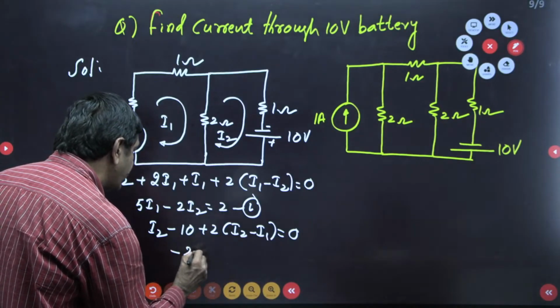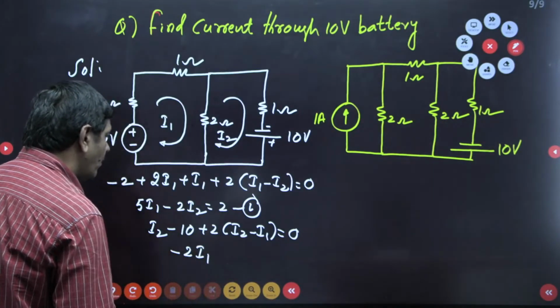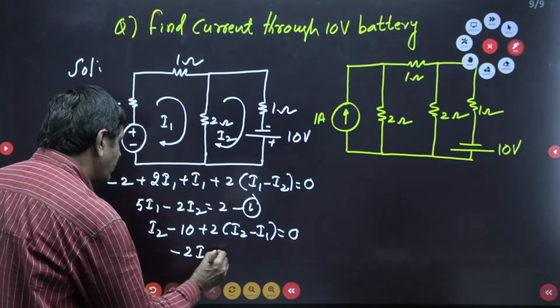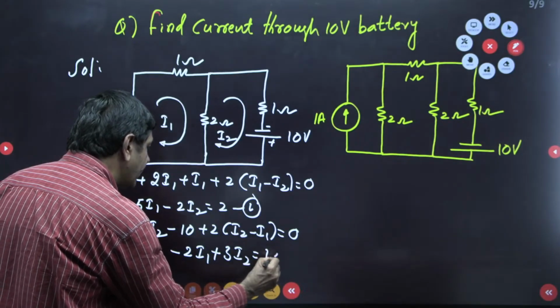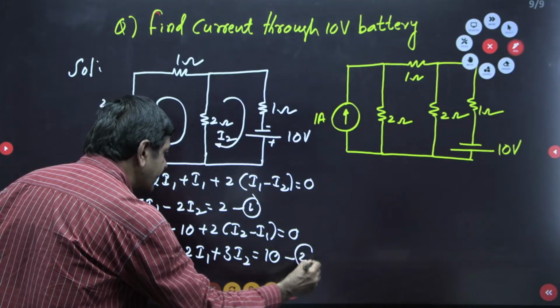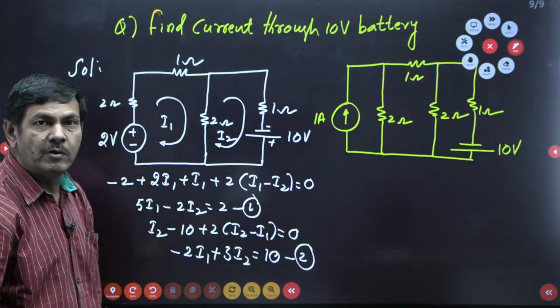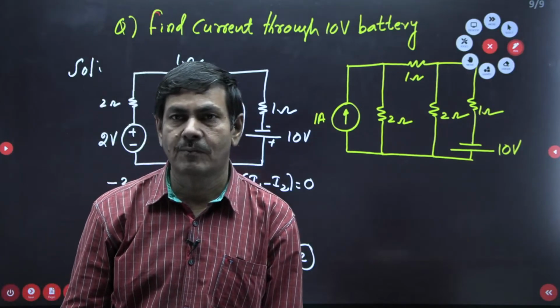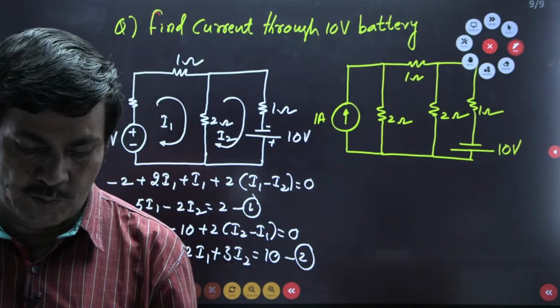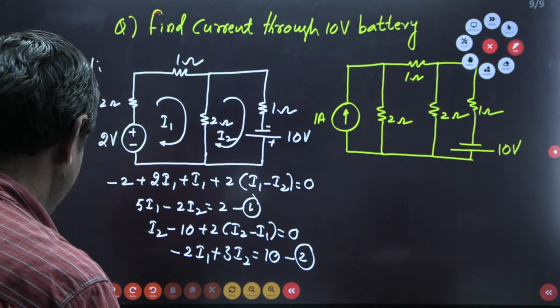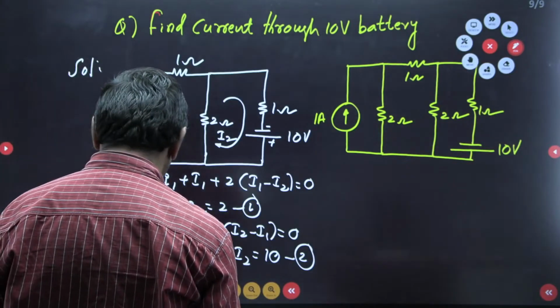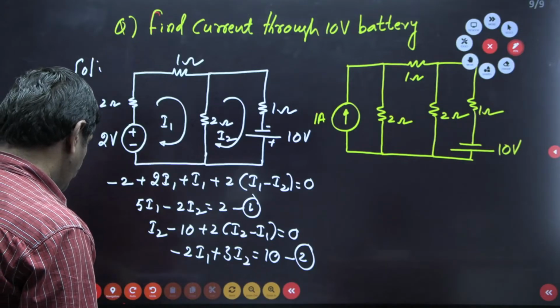-2I1 I can note down here. What I2 we got? 2 plus 1, 3I2 is possible here. 3I2, that equal to 10. This I want to take as equation number 2. We got the second equation by using the mesh analysis. So 2I1 minus 3I2.